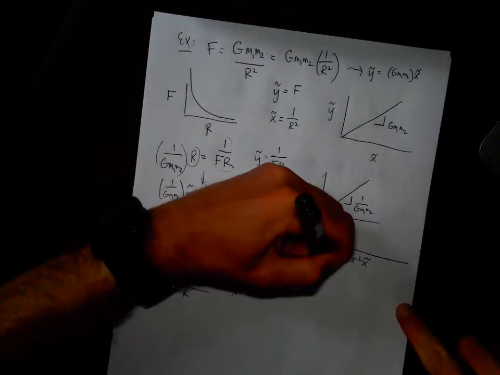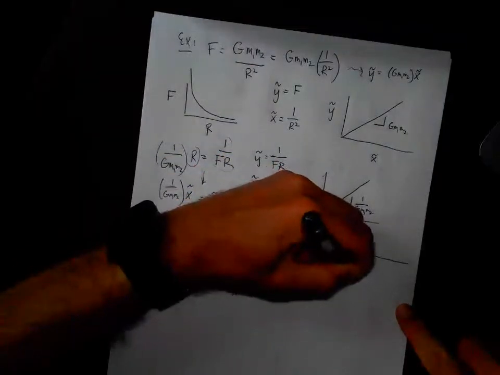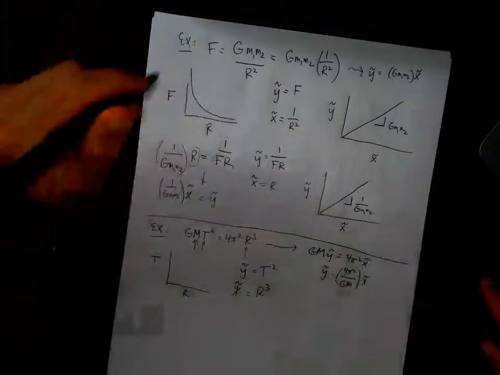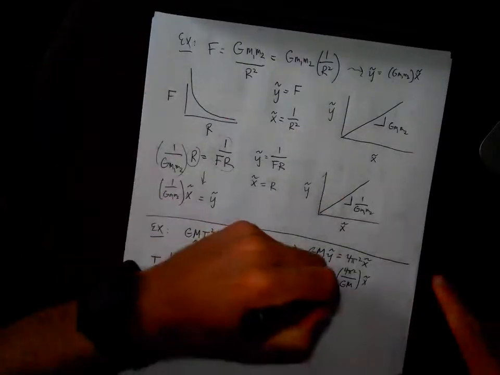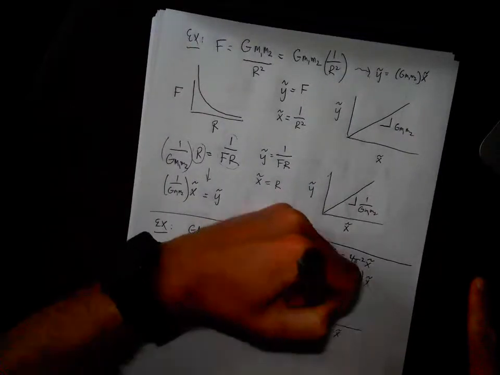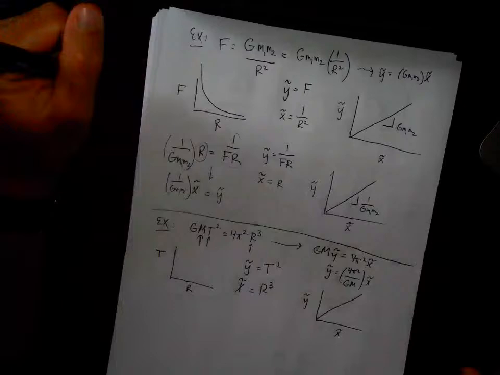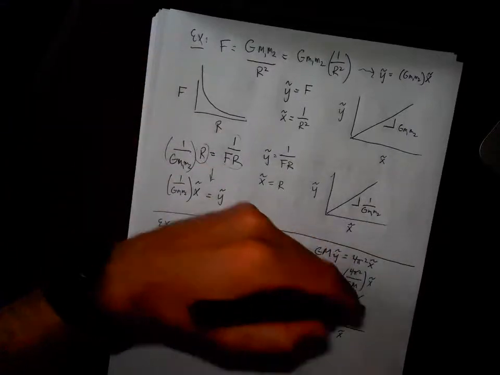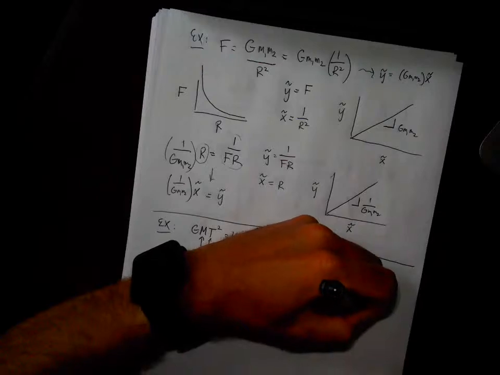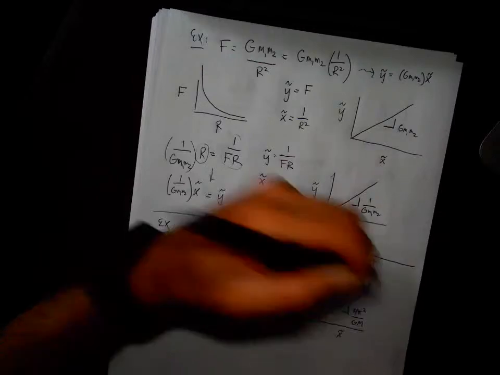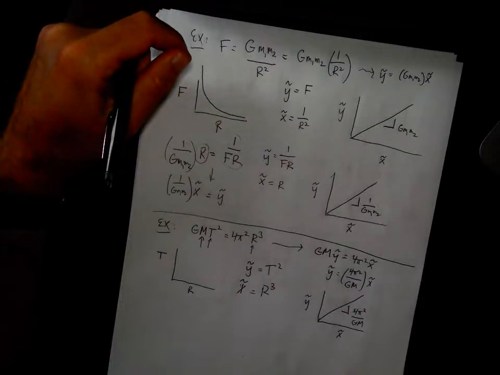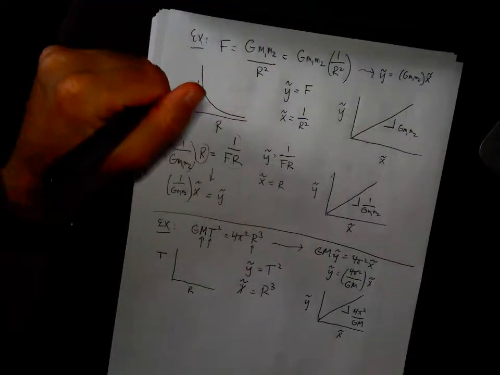So then you have y squiggle equals 4 pi squared over G M times x squiggle. So that's the equation for a line. So we have y squiggle, x squiggle. It's a straight line. The slope of the straight line is the thing that multiplies x squiggle. It is 4 pi squared over G M. So we've taken Kepler's law and we've turned it into a line.